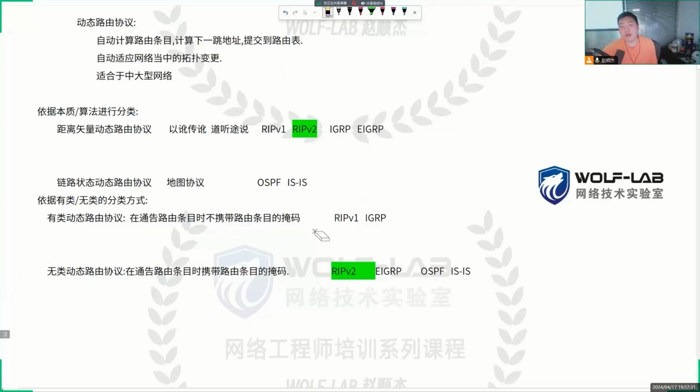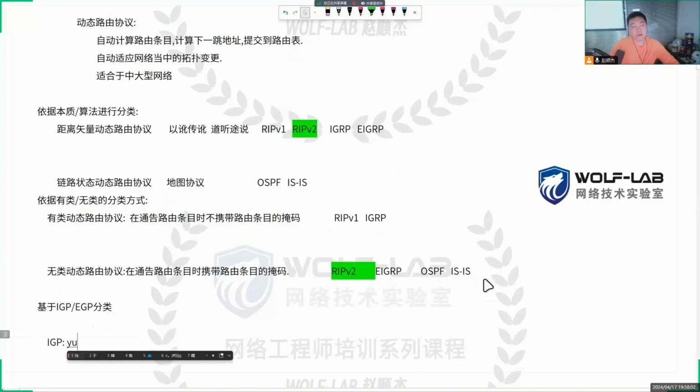This again is the difference between class-based and classless. Our main purpose is to let everyone know what class-based is for, because later we will talk about older versions of iOS. If we run distance vector routing, some will encounter an automatic summarization problem, which is to adapt to our class-based networks. This is our class-based and classless categorization.